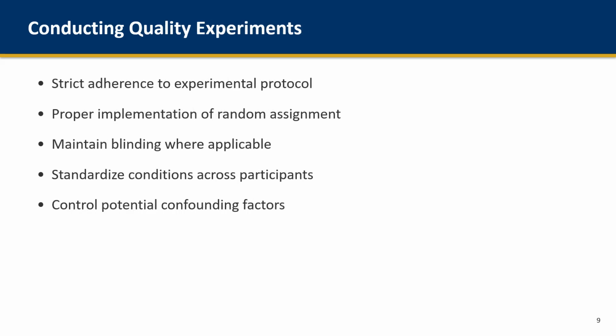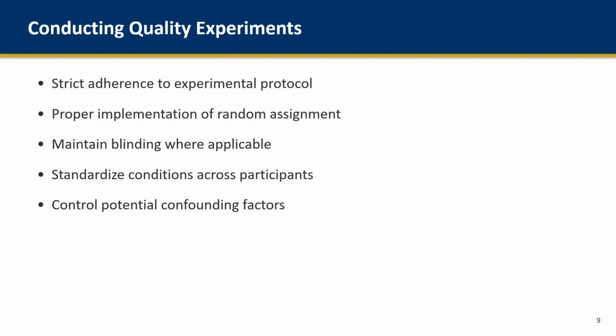Experimental research requires particular attention to procedural rigor because causal inference depends on controlled conditions. Adhere strictly to your experimental protocol. Every participant should experience procedures as designed. Deviation from protocol introduces unwanted variation that can confound results. Train experimenters thoroughly and monitor fidelity throughout data collection. Document any necessary deviations.